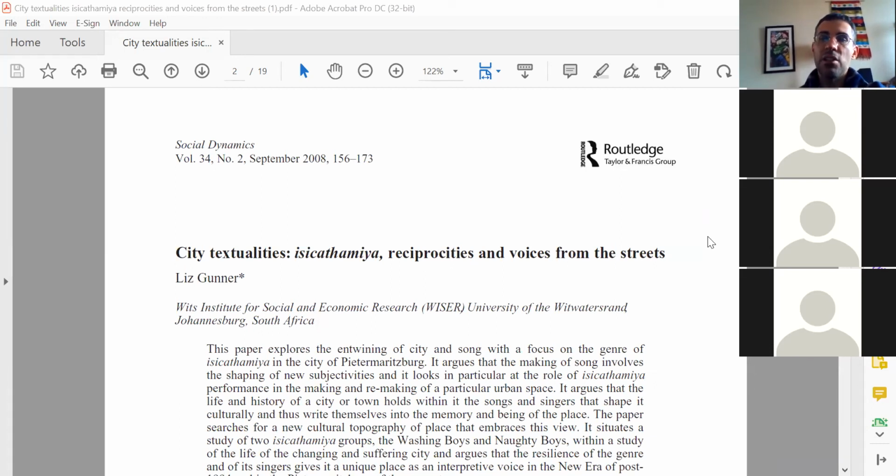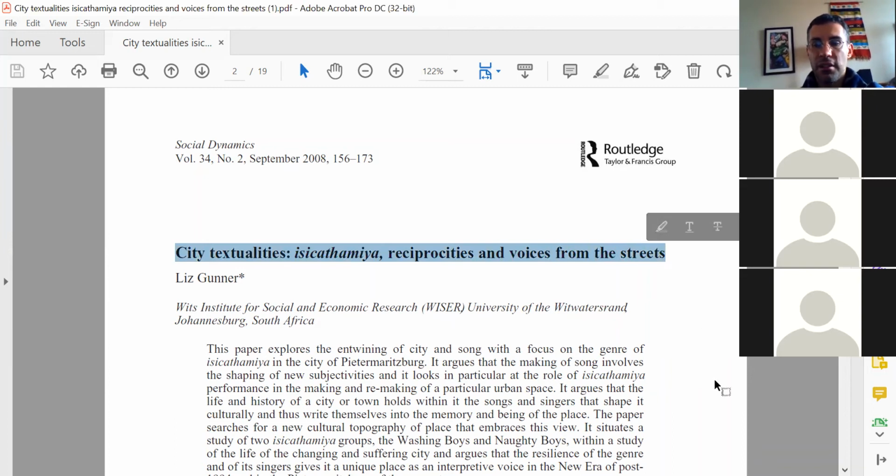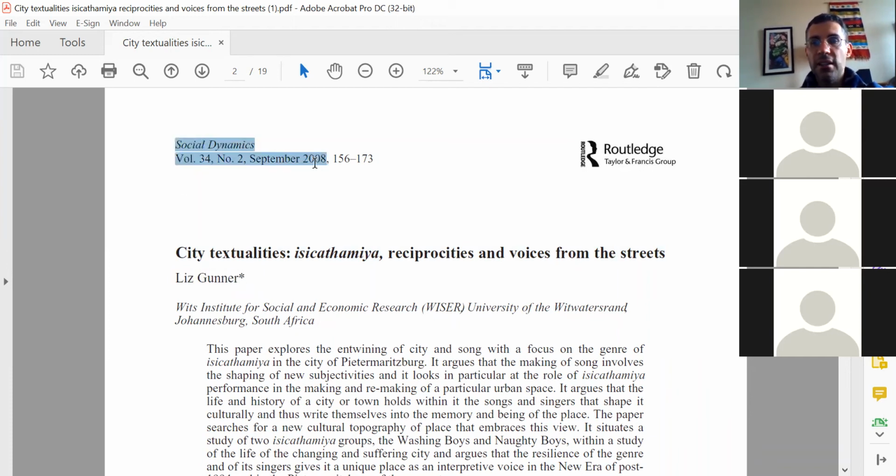Here is the front page of another article by Liz Gunner. Here is the title of the article. There's Liz Gunner's name. And if you look at the top here, here are some other very interesting parts of information which we need. So we're going to use this information, we're going to use that information, and we're going to use this information.